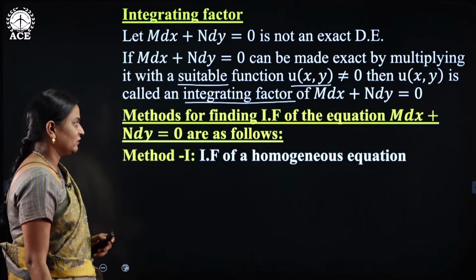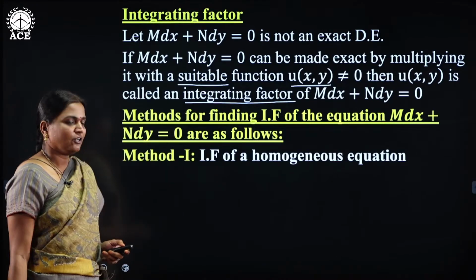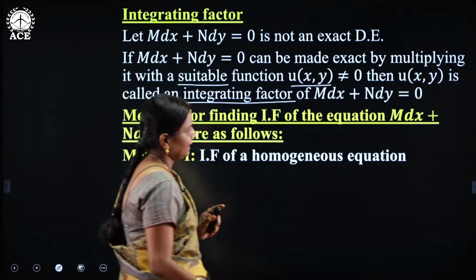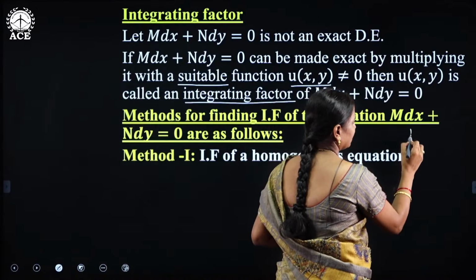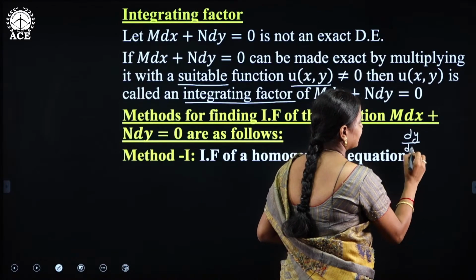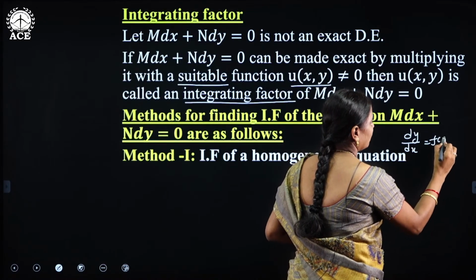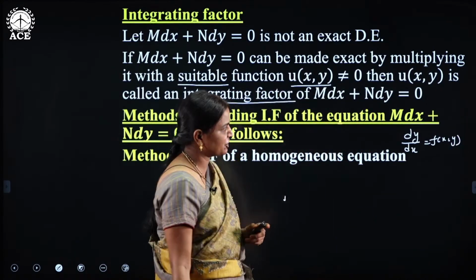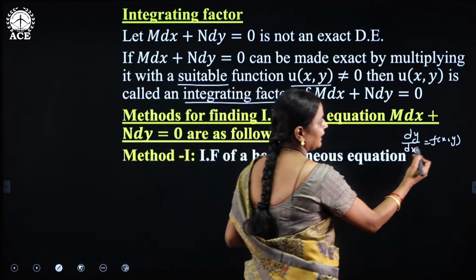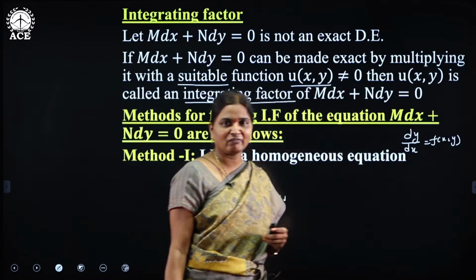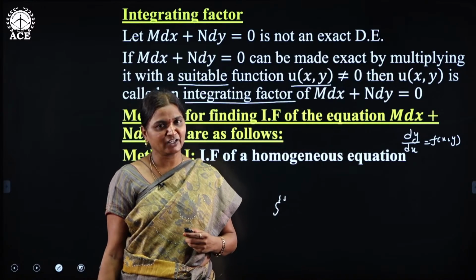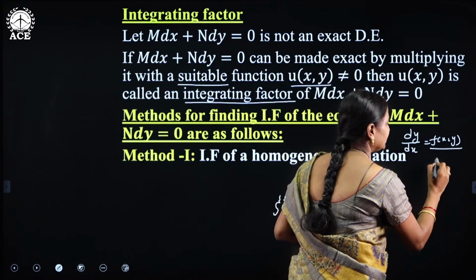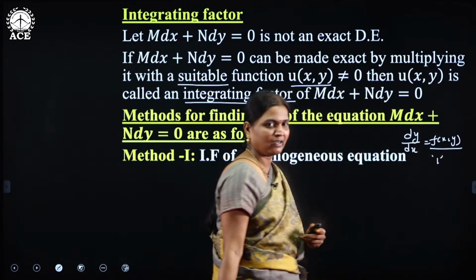So method 1 is the integrating factor of a homogeneous equation. What is the homogeneous differential equation? A differential equation dy by dx is equal to f of x comma y. This is also one standard form of first order and first degree differential equation. A differential equation dy by dx equal to f of x comma y is called a homogeneous differential equation if f of x comma y is a homogeneous function of degree 1.